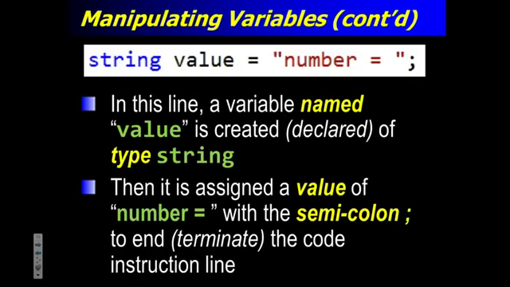So this first line, string value equals number. This is just creating a variable. A variable called value of type string, and its initial value is those words right there. Okay? It's that same thing we talked about yesterday, how to create a variable. So that's all that first line was an example of.